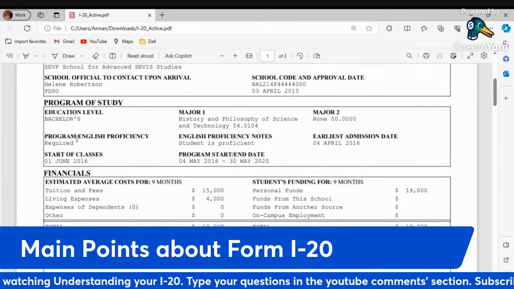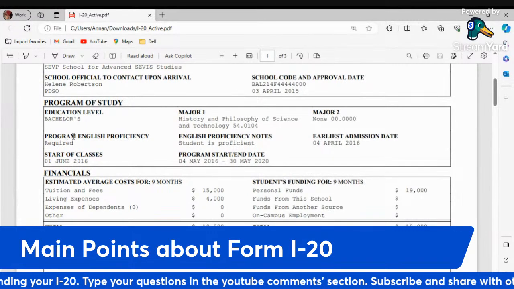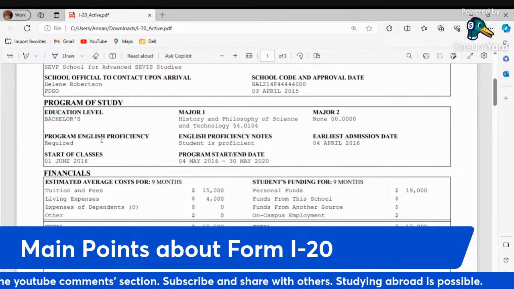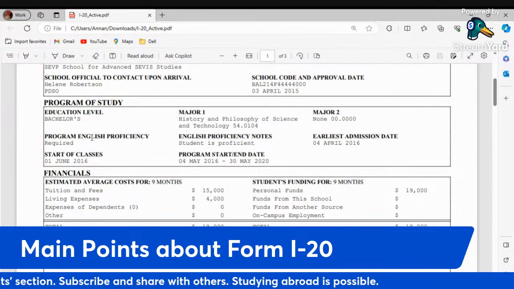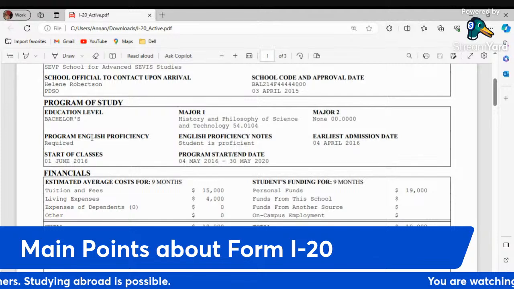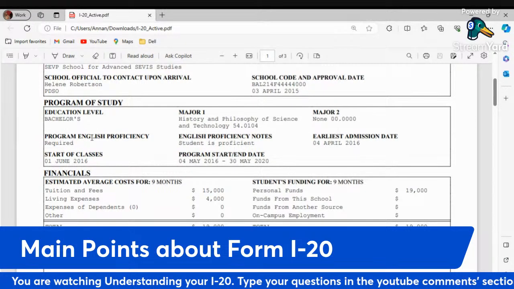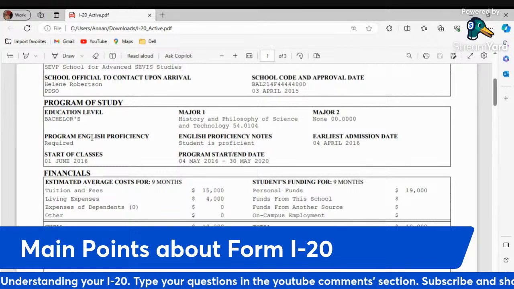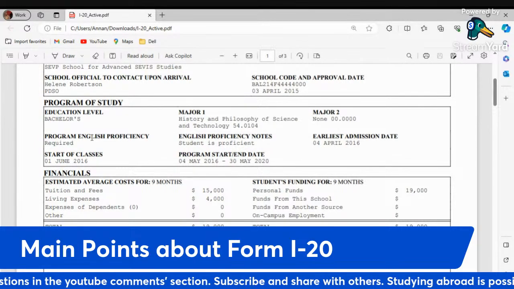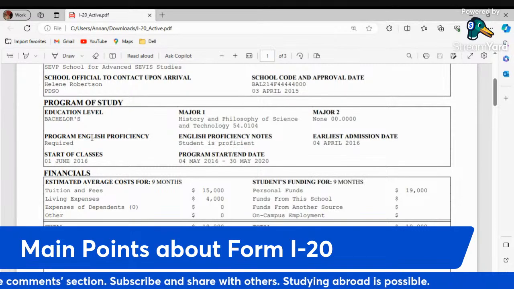The next part of the program of study is the program English proficiency. Is it required? Yes, most of the universities in the US actually require English proficiency. Nowadays, they have waived GRE, they have waived TOEFL, they have waived all the other English proficiency tests. Once you apply with your English proficiency from your university or your secondary school, they just give you the admission. So English proficiency notes whether the student is proficient or not.